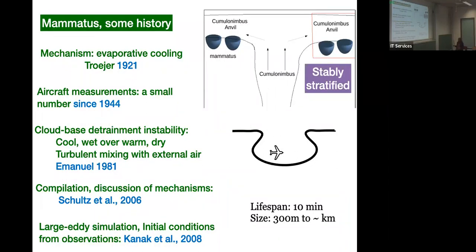One mechanism was proposed by Kerry Emanuel in 1981, who said it could be a cloud-base detrainment instability. So basically, he said there's cool, moist air above warm, dry air, and somehow if you're able to set in some mixing there, then such instabilities can form. And then there's precisely one simulation before ours that we could find. In this simulation, they basically fed in the initial conditions that were observed just before the Mammatus formed, and that we believe led to the Mammatus lobes that they noticed. And these things last for about 10 minutes.